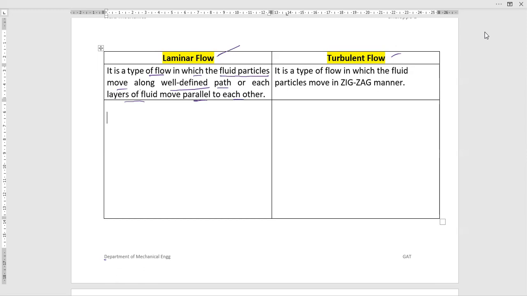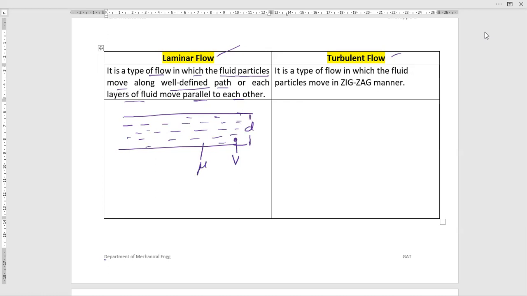So we'll take one simple example with one pipe. This is the pipe, in which some fluid is flowing. Take some liquid, water, oil, anything. D is the diameter of the pipe, which is important. V is the velocity, and mu is the dynamic viscosity of the given fluid. I need these parameters when I give the formula for the Reynolds number. V is velocity.